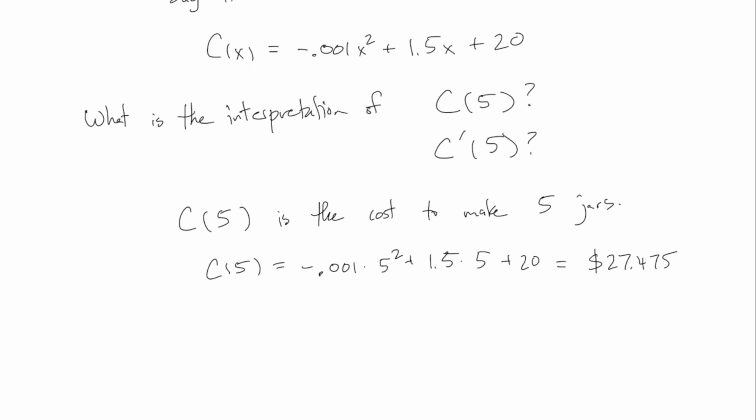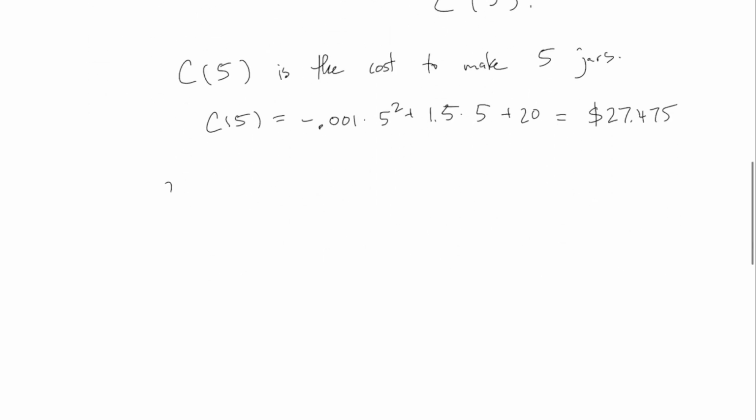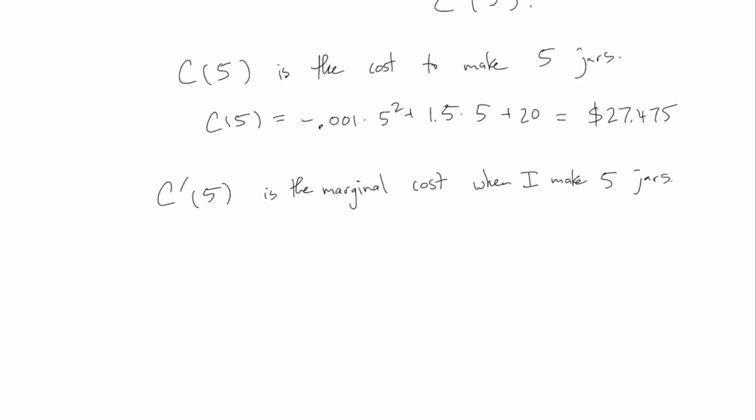Okay, what about C prime of 5? This is much harder to figure out what it is, but can we say in words, first of all, C prime of 5 is the marginal cost when I make 5 jars. What that means is, how much would it cost to make just one more at this point? So when I'm making 5, it cost me $27.475. But how much more would it be if I made a little bit more?